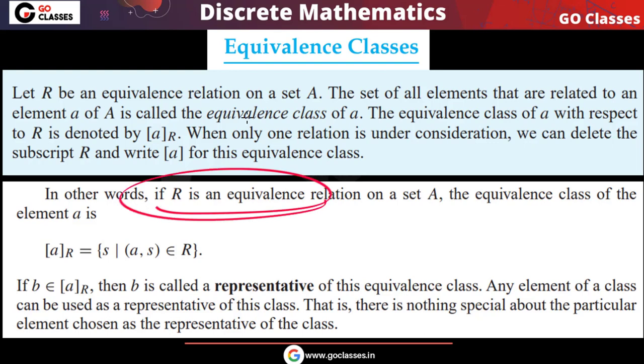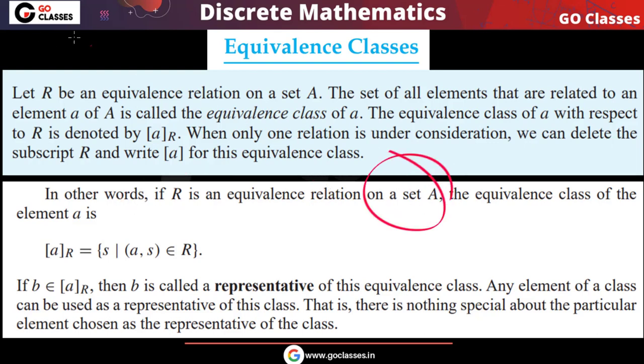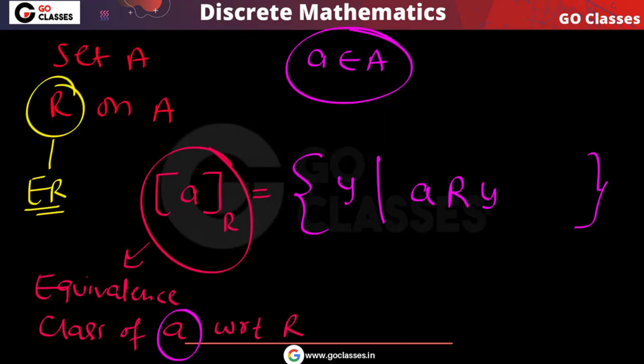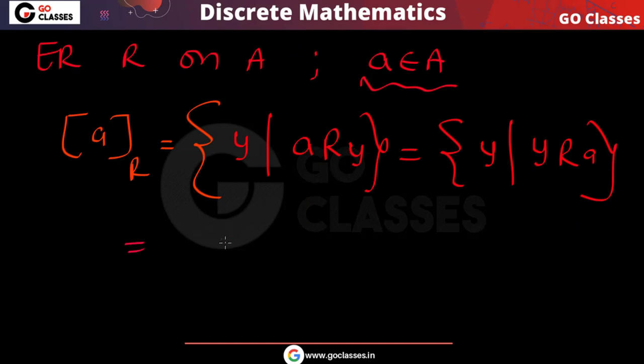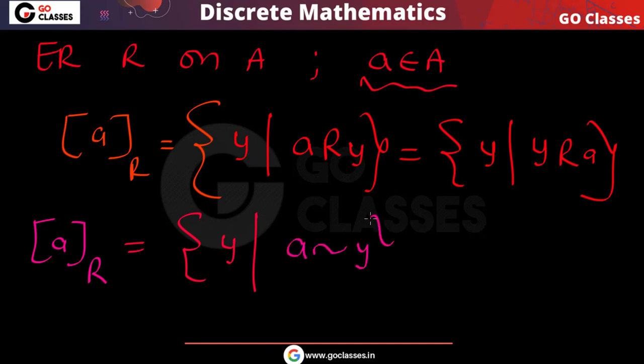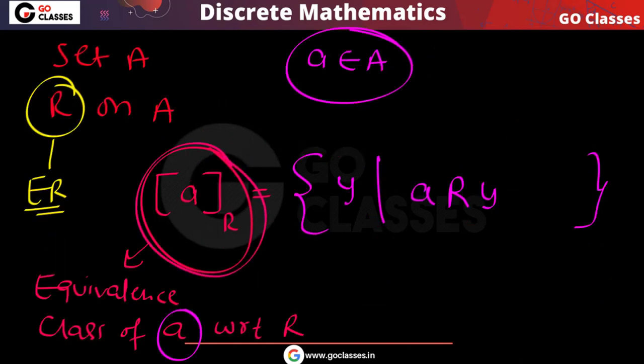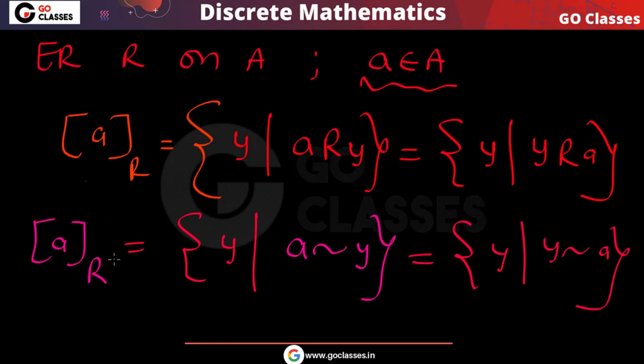If R is an equivalence relation on set A, then for any element in this set A, we can define the equivalence class of that element, and that will be those elements which are equivalent to A. Because if A is related to Y, then I can simply say that A is equivalent to Y. So the equivalence class of A is all those elements which are equivalent to A. This is the definition of the equivalence class of element A. Remember, this symbol means the equivalence class of A with respect to this relation R. This relation R must be an equivalence relation.